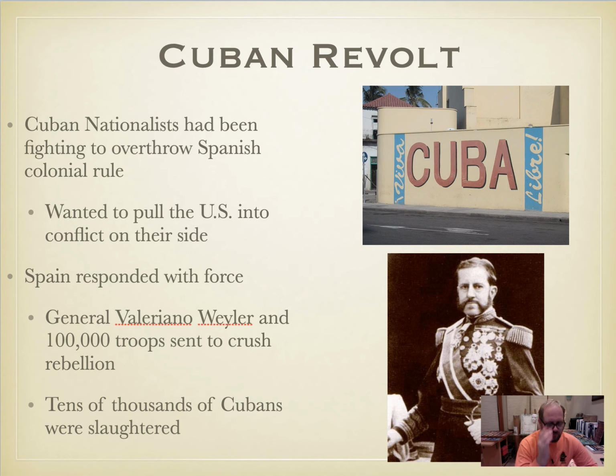So the Cuban Revolt was nothing to do with America at the very start. Obviously, the Cuban population was very unhappy with the Spanish treatment. Spain was very brutal with the treatment of Cuban nationals, and the Cubans eventually will sort of rise up and start a revolution. Spain will respond with extreme force. Basically, they send over General Weyler and 100,000 troops to crush the rebellion. And they do massive damage to the Cuban population there. Tens of thousands of Cubans were slaughtered, starved to death, forced into these concentration camps, and literally were dying by the thousands each day.